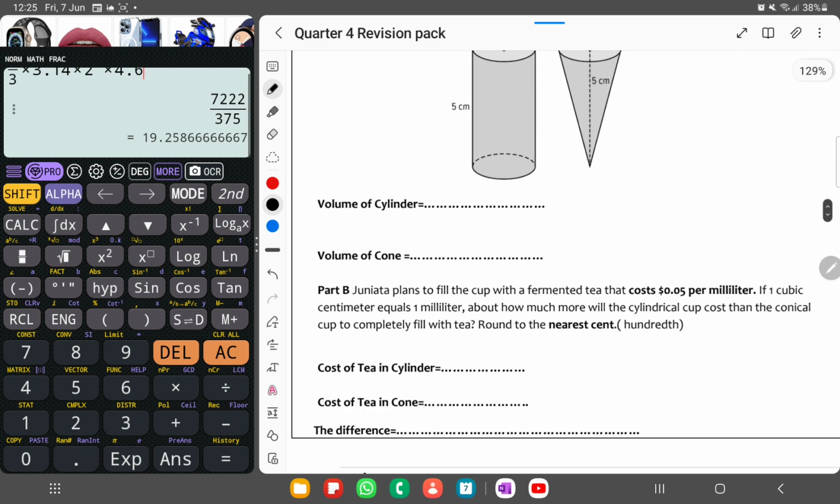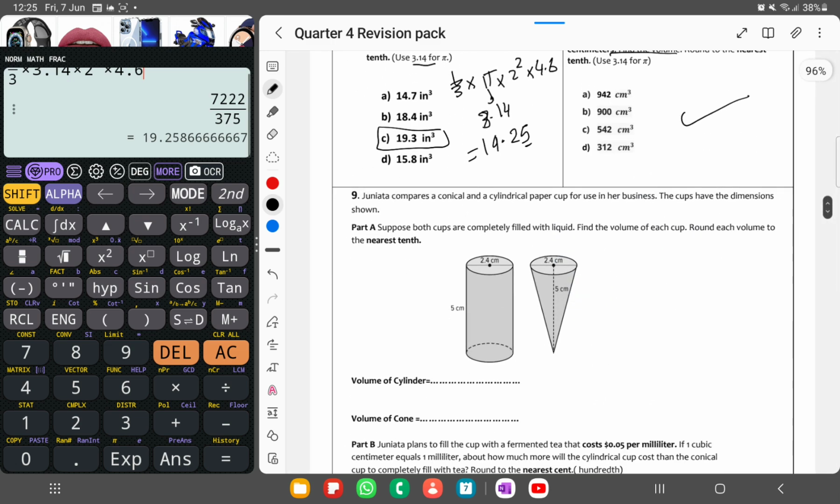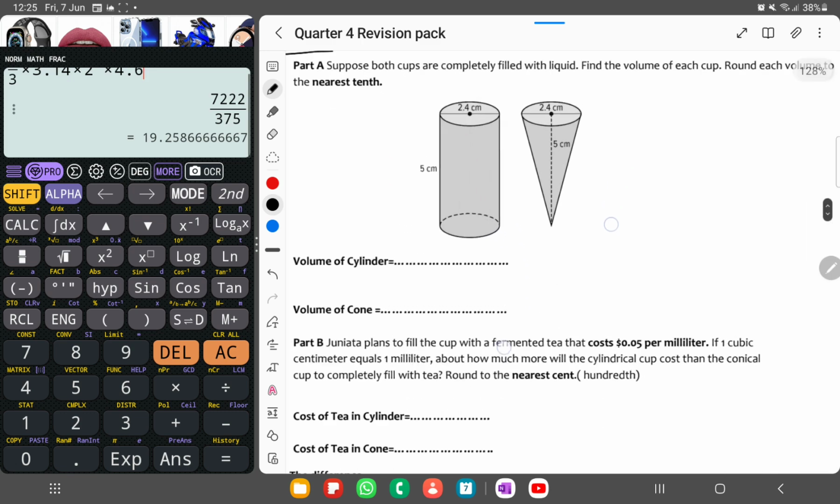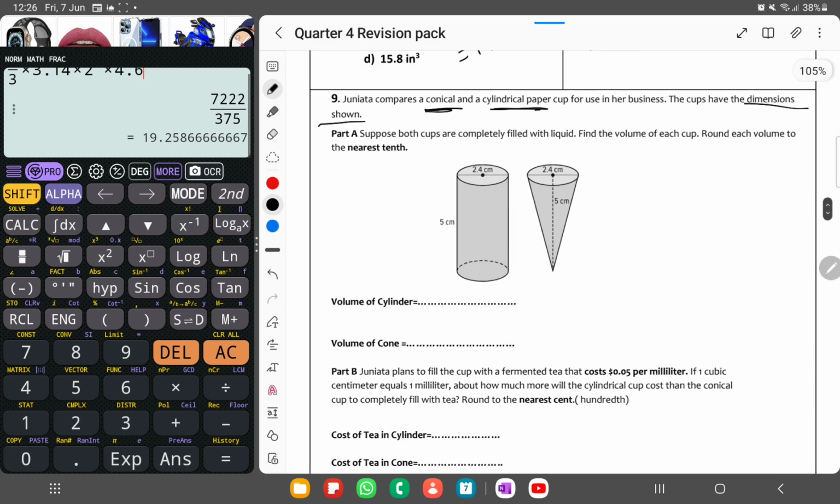In this question 9, he said this person compares a conical and a cylindrical paper cup for use in her business. The cups have the dimensions shown. Part A. Suppose both cups are completely filled with liquid. Find the volume of each cup and round each volume to the nearest tenth.